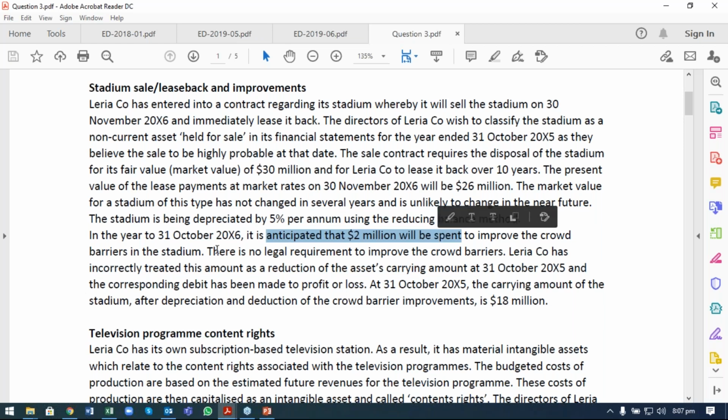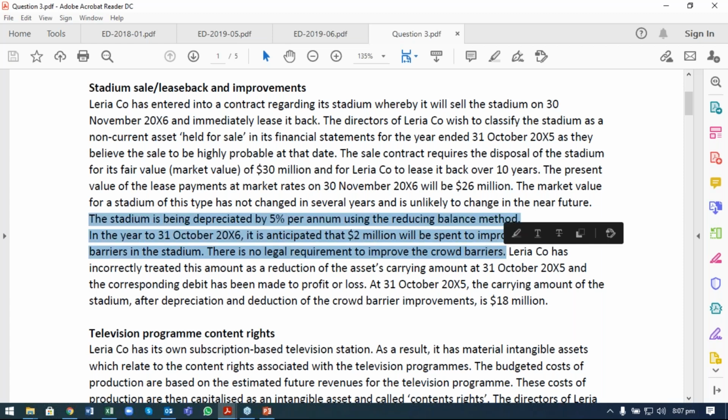But as far as this is concerned, this is not an impairment. There is no legal requirement. There is no obsolescence of an asset. Nothing has happened to the old barriers, but the company has made some improvement to the barriers. There is no legal requirement.